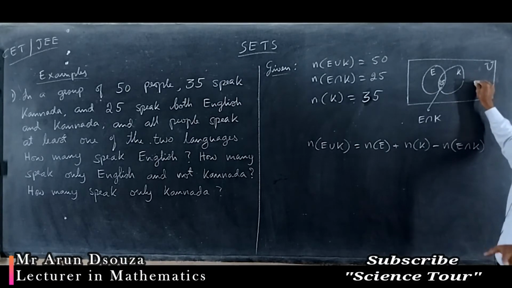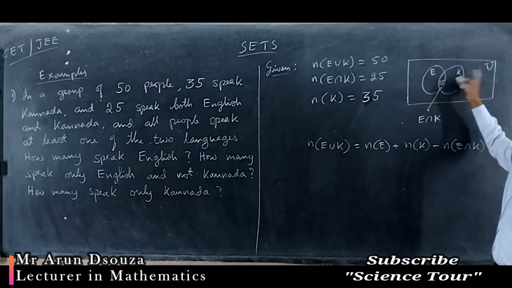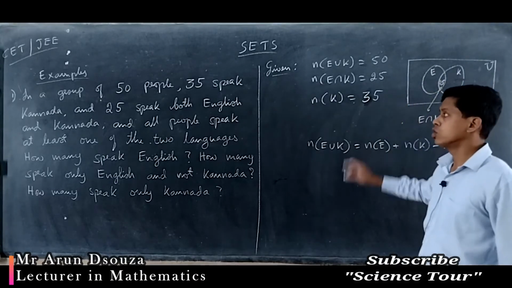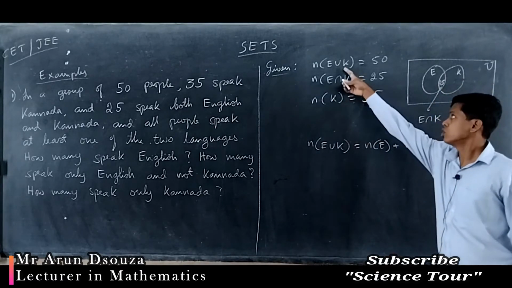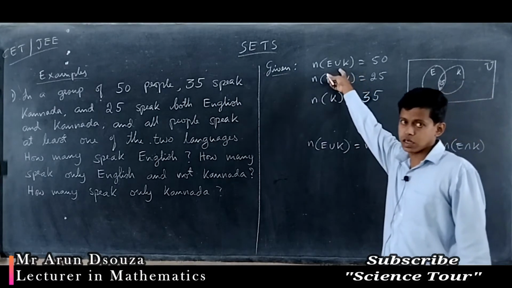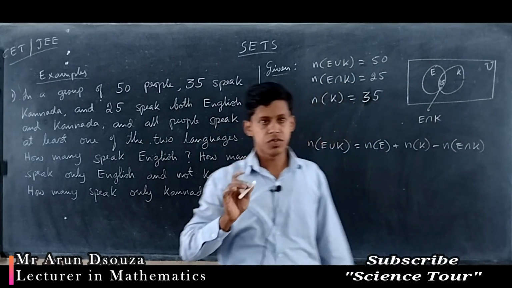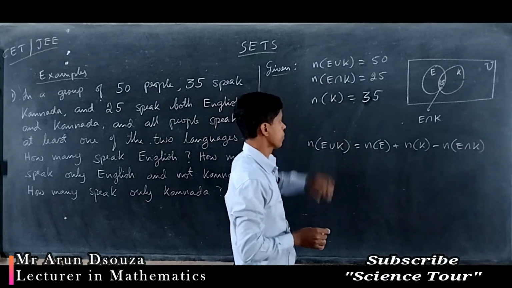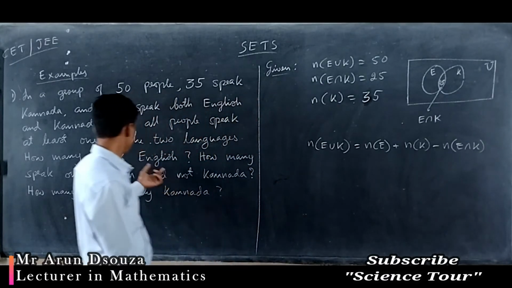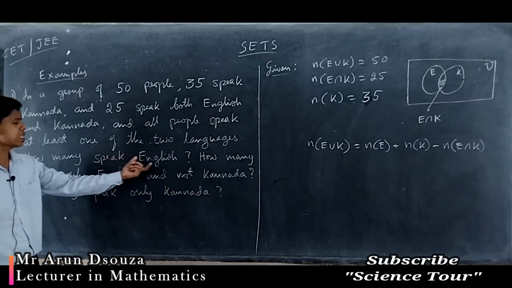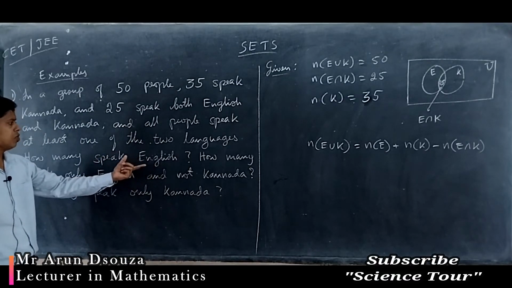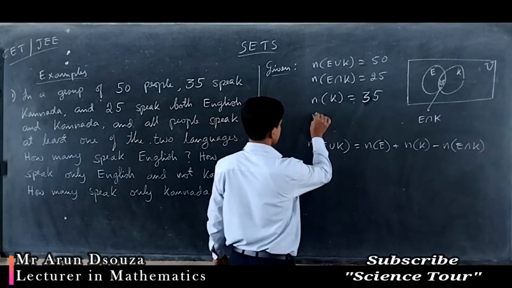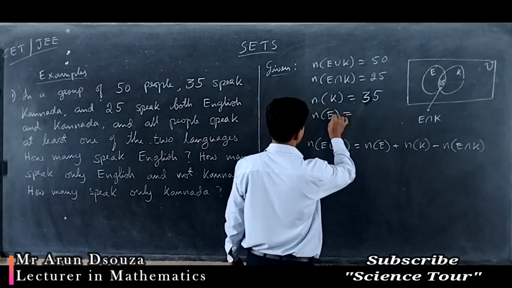Alright. Now there is no person here. So this union and this universal are the same sets here. So therefore you don't have to distinguish. So universal you don't have to take 50 here. Union itself is 50 and universal is also 50. So there is no confusion in this question. Well, now what is being asked here is how many speak English? Okay, so how many speak English? That is N of E. So you have to find N of E.